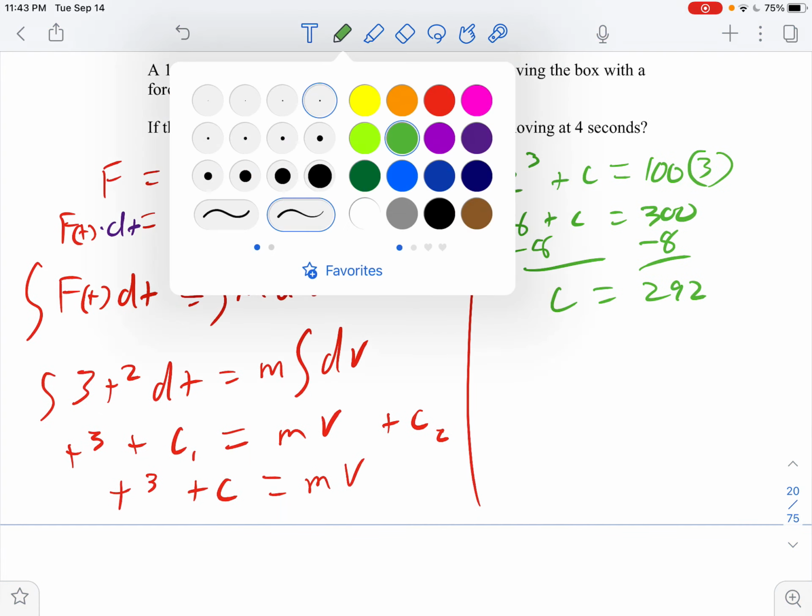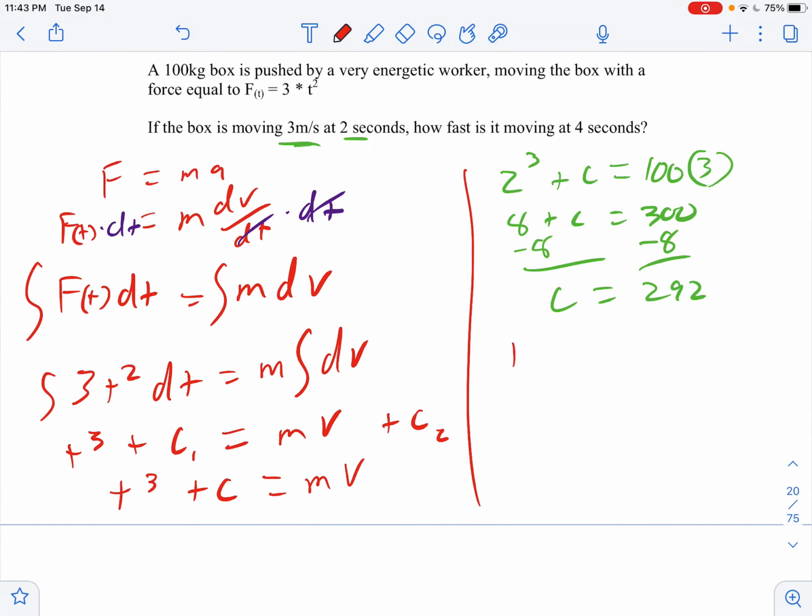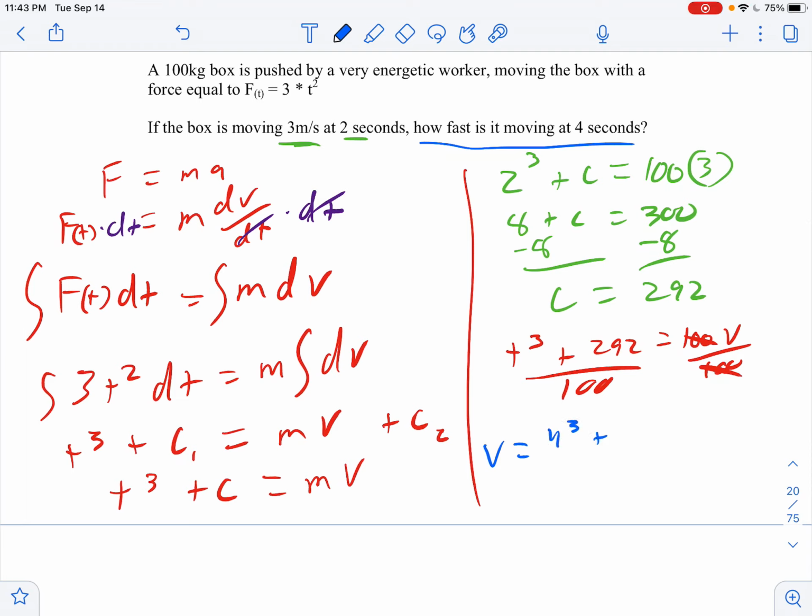Once I've got the constant, I can write the generalized form of the equation: t cubed plus 292 is equal to 100, for the mass, times the velocity. Or if I want this in terms of the velocity, I could write v is equal to t cubed plus 292, over 100. Once I've got that expression, how fast is it moving at 4 seconds? We're going to solve for the velocity when time is equal to 4. No problem. So 4 to the third power plus 292, over 100.